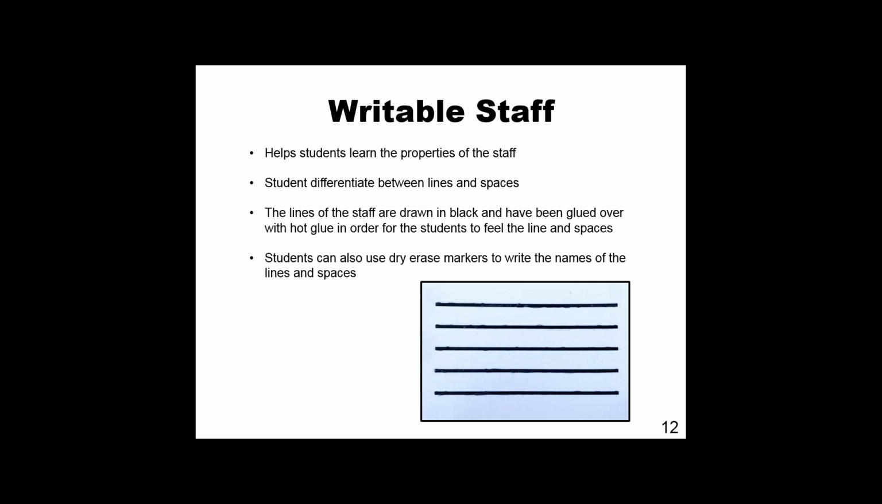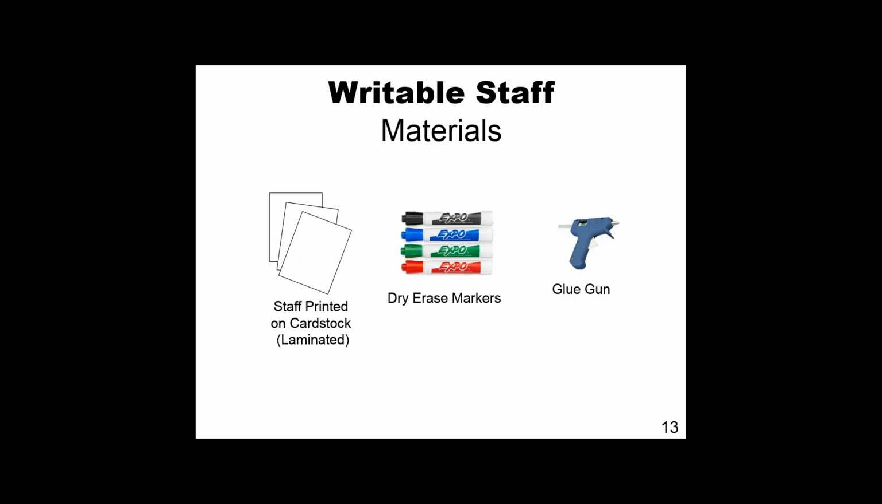So to make this writable staff, I just basically drew lines on a Word document, just 5 lines for our staff, and printed it out. And I printed it on cardstock, so it was a little thicker there. And I laminated it. That's how it became the writable staff. And we used some dry erase markers and, once again, that glue gun.